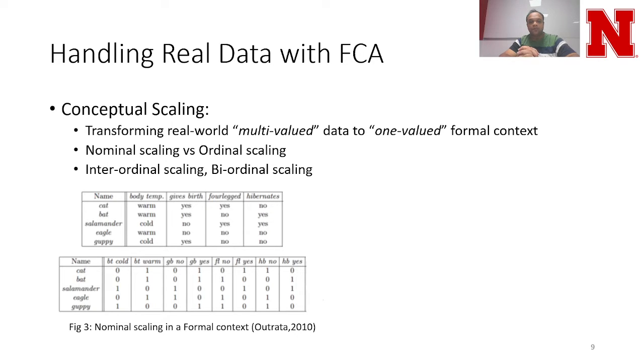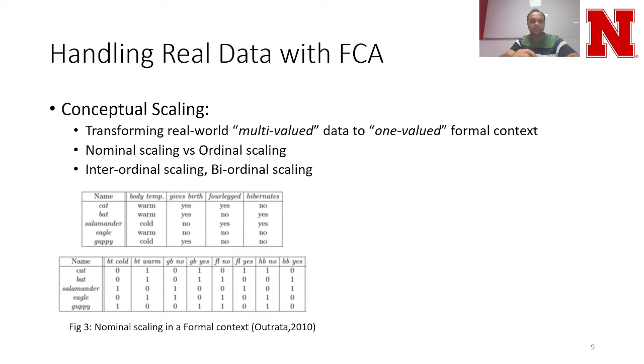The first approach, which is very widely used, is conceptual scaling, wherein we transform the real-world or multi-valued data to single-valued data, which we can directly use in formal concept analysis. An example of this is here. We have data of various creatures: cat, bat, salamander, eagle, and guppy. And then we have various attributes: body temperature, gives birth, four-legged, and hibernates. Yes or no.